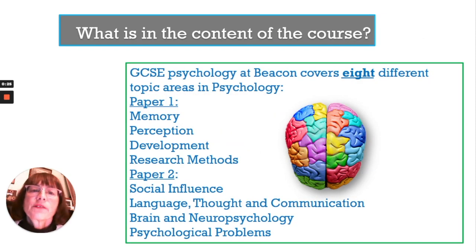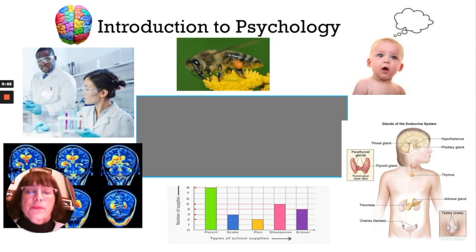So the content of the course for GCSE psychology covers 8 different topic areas, and these are divided into paper 1 topics and paper 2 topics. So in paper 1 we cover memory, perception, development and research methods, and in paper 2 we cover social influence, language, thought and communication, the brain and neuropsychology, and psychological problems.